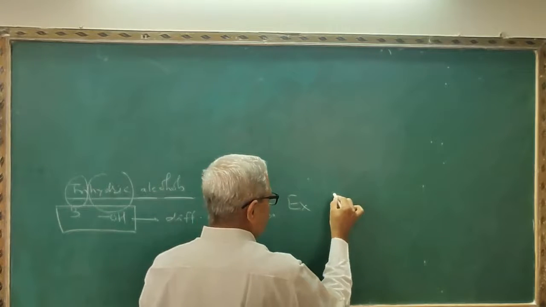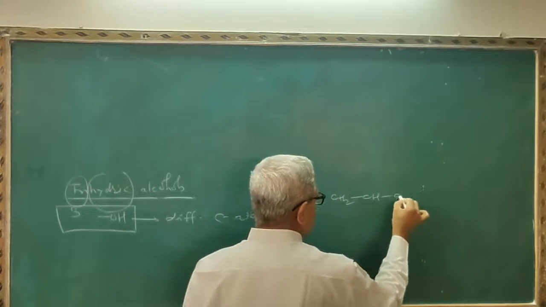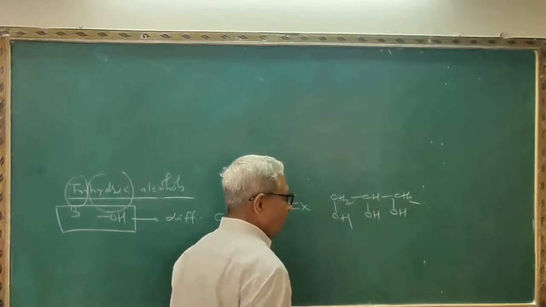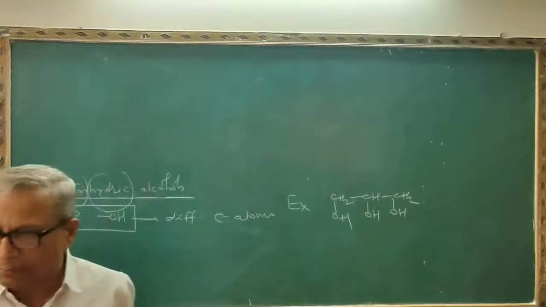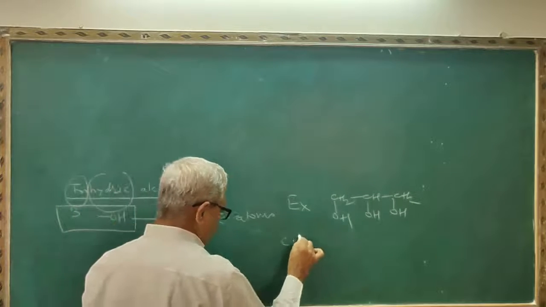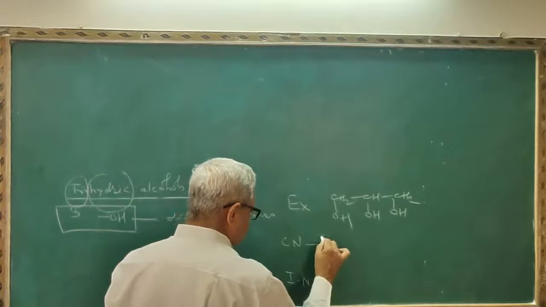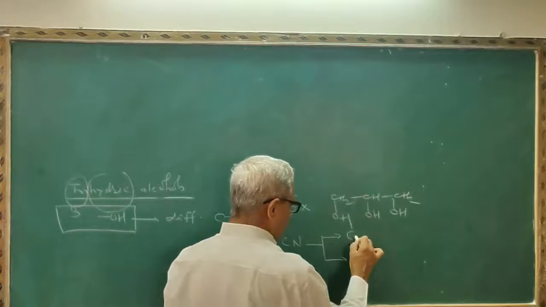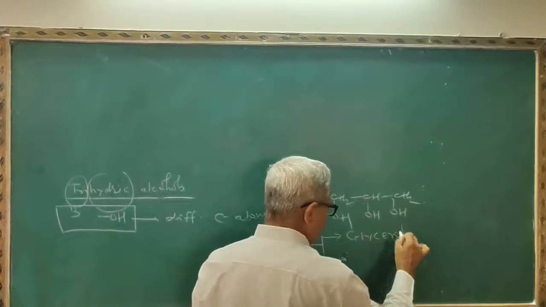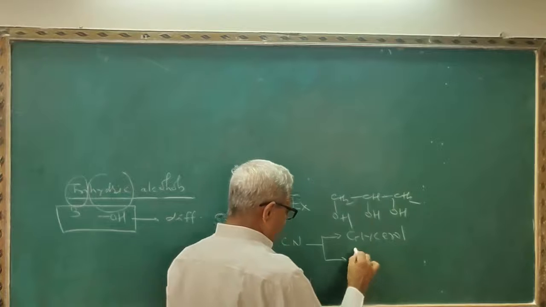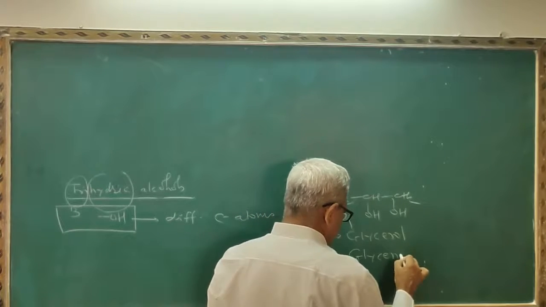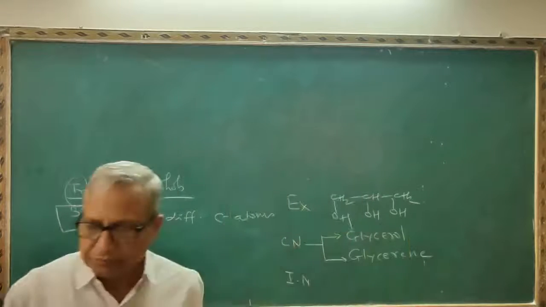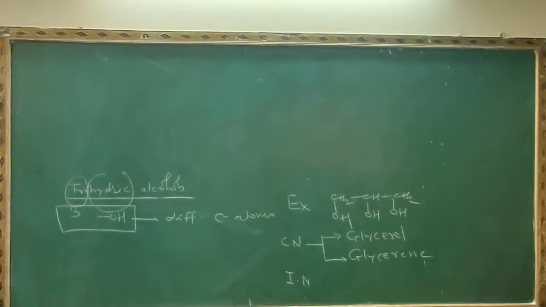Example here: CH2, CH, CH2, OH, OH, OH. And see here, 3 OH groups are present here. And here an important question on the common name and IUPAC name. It has 2 common names. The first common name is glycerol. Another common name is glycerin. So remember both common names.